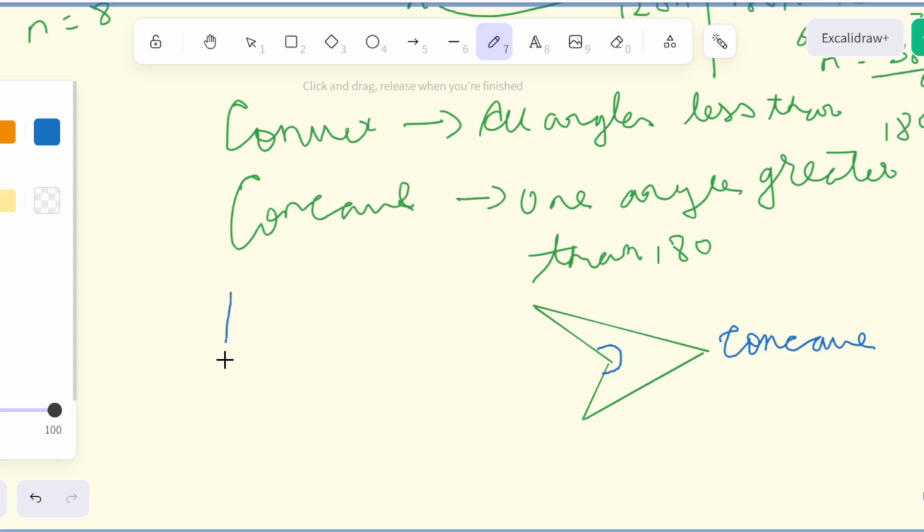And convex are all square, rectangle, rhombus, which have angles less than 180. I'm just writing that down now. So convex means all angles less than 180. Concave, one angle greater than 180. Yeah, that's concave. You can draw the shapes as well. Then we'll do the question which we were doing.